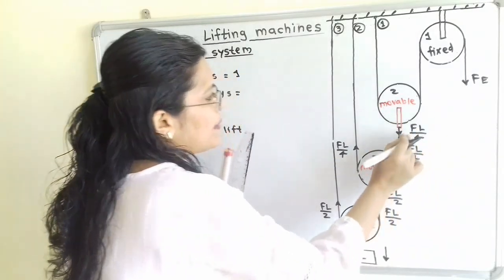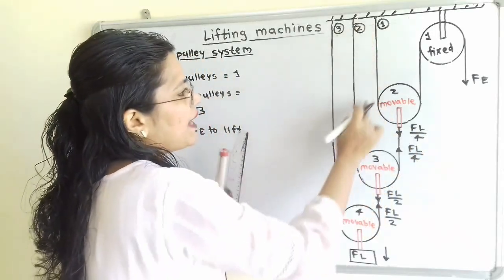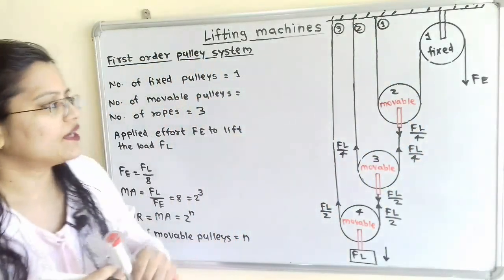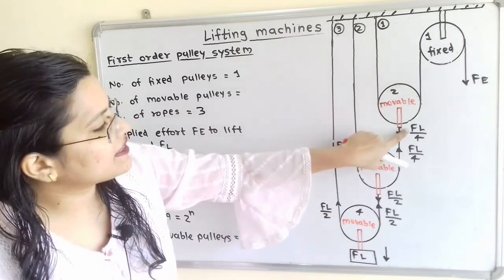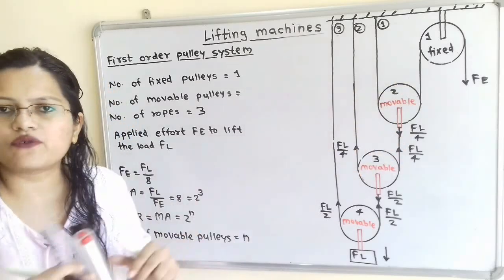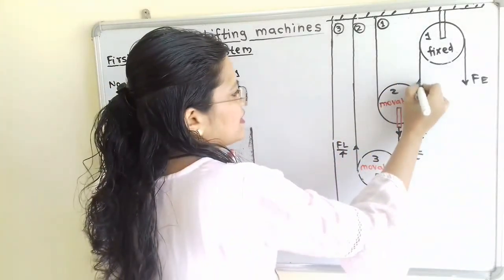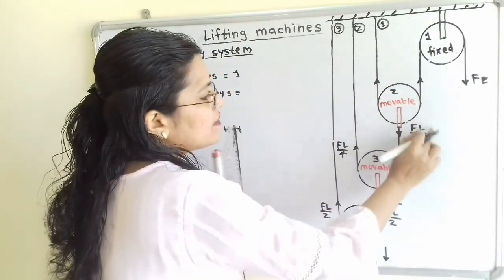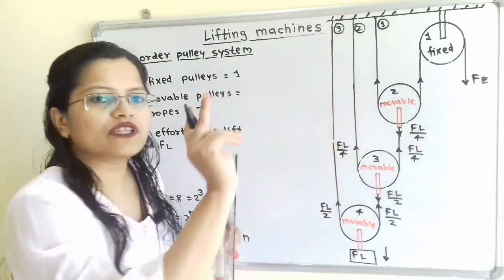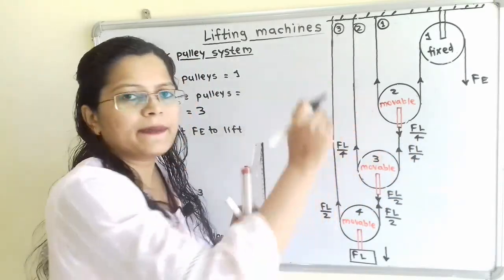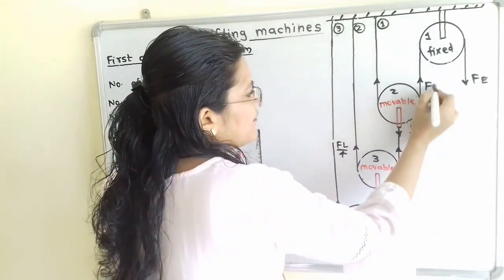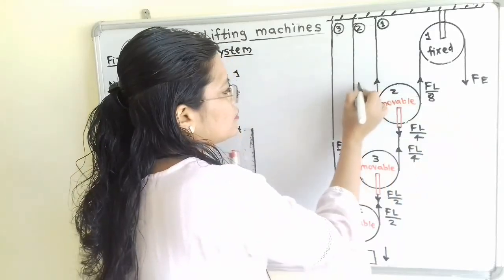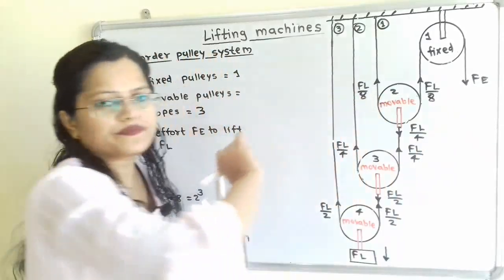Now this FL by 4 is again carried by the two ends of the rope. So here the tension is created. Now FL by 4 is having downward direction, so tension created in the opposite direction. So again, we have to divide FL by 4 into two equal parts, that is half into FL by 4, that is FL by 8, and here also FL by 8.